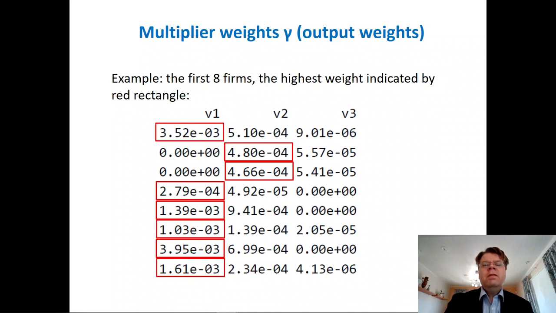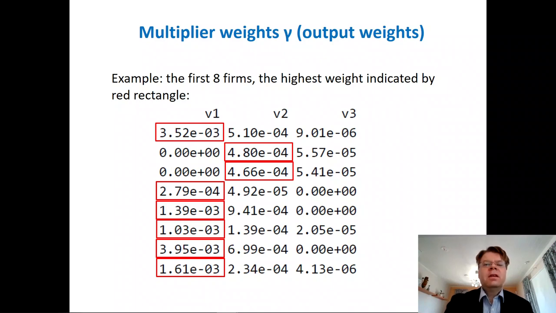So I have in this table also indicated the output variable that yields the highest value of the multiplier weight by the red color rectangle. Notice that for most of the firms, it is output number one, which was the electricity supply, that gets the highest weight. But firm number two and firm number three actually assign zero, so perfectly 0.00, for the first output variable. And those firms actually put the highest weight to the second output variable, which was the length of network.